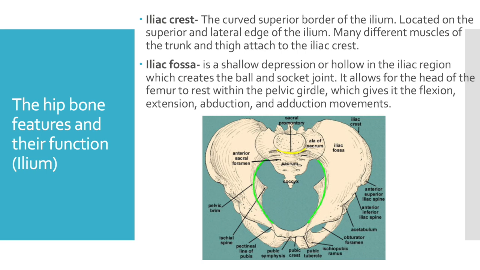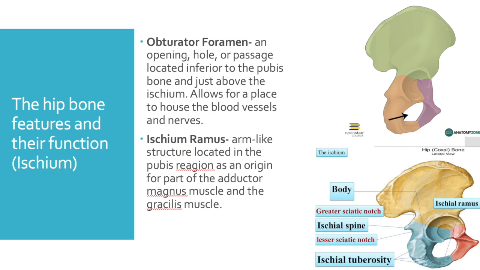Another feature is the iliac fossa. The iliac fossa is a shallow depression or hollow in the iliac region which creates the ball and socket joint. It allows for the head of the femur to rest within the pelvic girdle, which gives it the flexion, extension, abduction, and adduction movements.